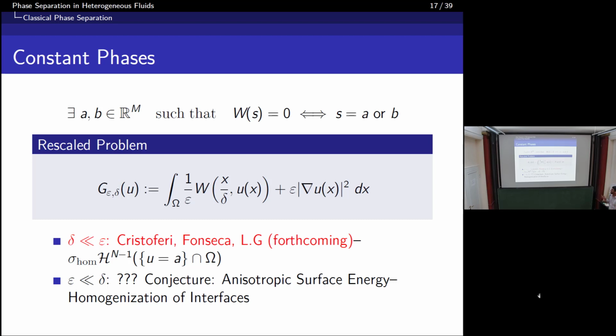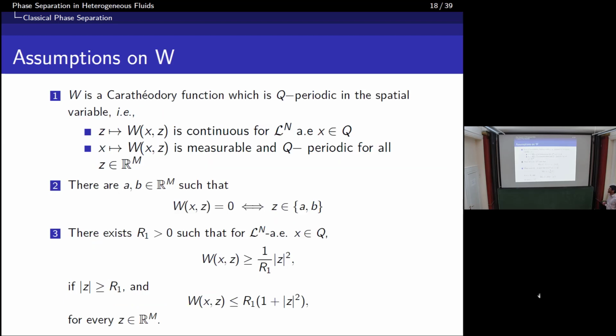So the first thing I want to talk about is this result, that you can actually do this for any delta less than epsilon and not just epsilon to the 3/2. And so what assumptions are we using? We have the usual assumptions that W is continuous in the phases, and it's measurable and Q-periodic in the spatial variable. So we want to allow for inclusions, and then that it has two wells, and then the usual coercivity and polynomial growth conditions that you have in homogenization problems.